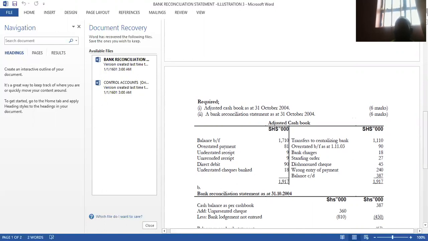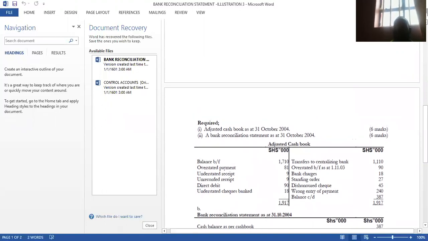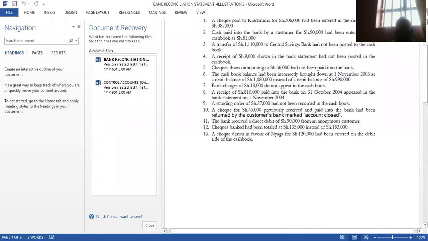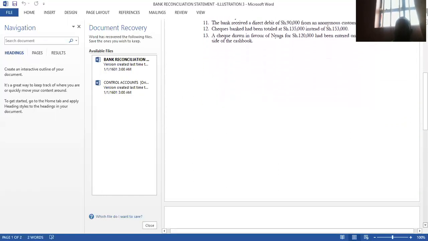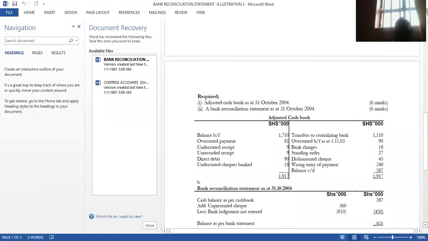And the last error that was also discovered is that a check drawn in favor of Nyaga for 120,000 had been entered on the debit side of the cash book. Remember, it was 120,000 and it was a payment. If it is a payment, it's supposed to be on the credit side, but it was recorded on the debit side. So we credit the cash book with double that amount. The reason we are doubling that amount is that the first 120,000 is to cancel the 120,000 that was debited erroneously. And the second set of 120,000 is to record that figure where it belongs, because it was supposed to be on the credit side. So that is how we do it.